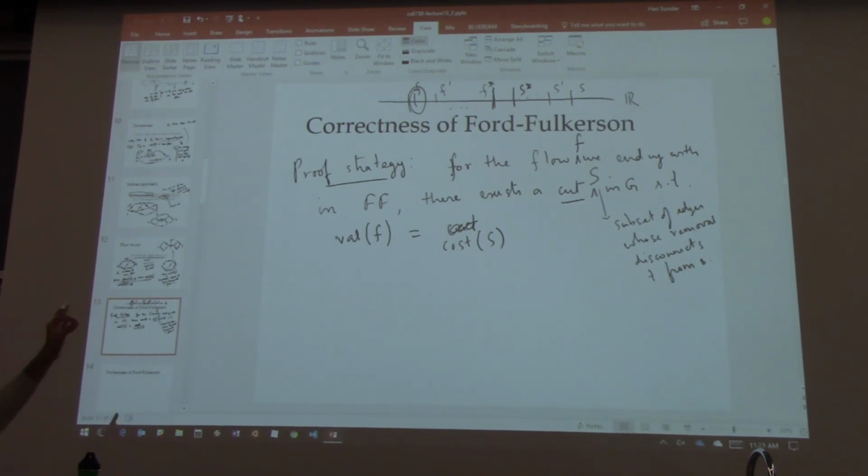Okay, so I'm saying that there is a flow here, and there's also an S out here, whose value is equal to the value of this F. Has to be the max flow and the min cut. So the only way this can happen is if these two are literally at the boundary and the boundaries actually coincide. That's why I said it's kind of a magical proof.